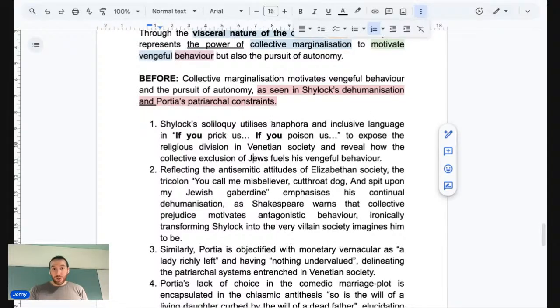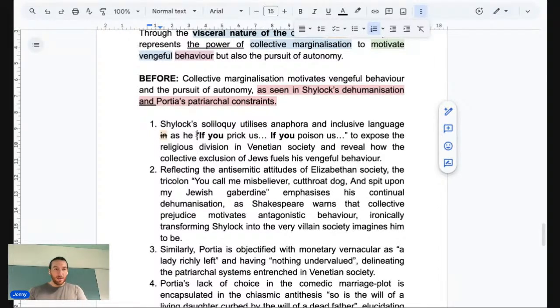And inclusive language. So you kind of grouped two techniques here. Shylock's soliloquy utilizes anaphora and inclusive language in if you, and you kind of segue into your quote by saying in, which is fine as a starting point, but you might want to work on integrating that more seamlessly, because you've got to keep the if you. So an example would be when or as he asserts.